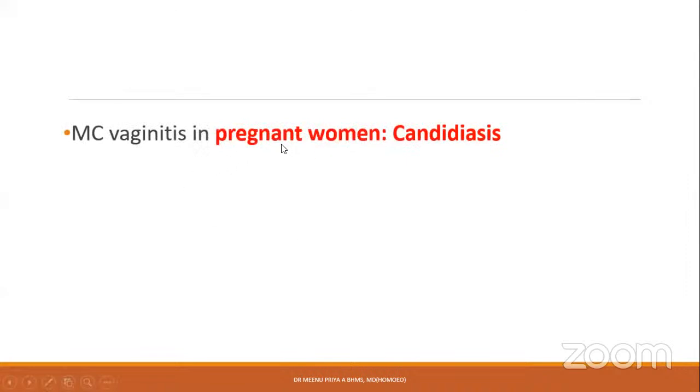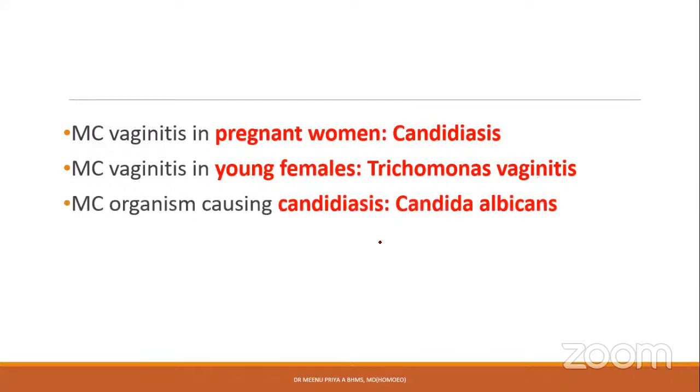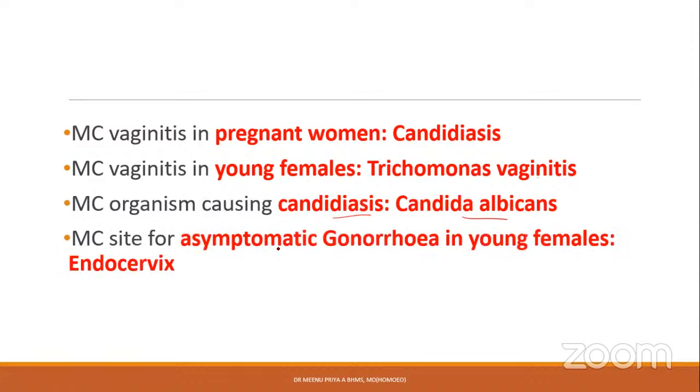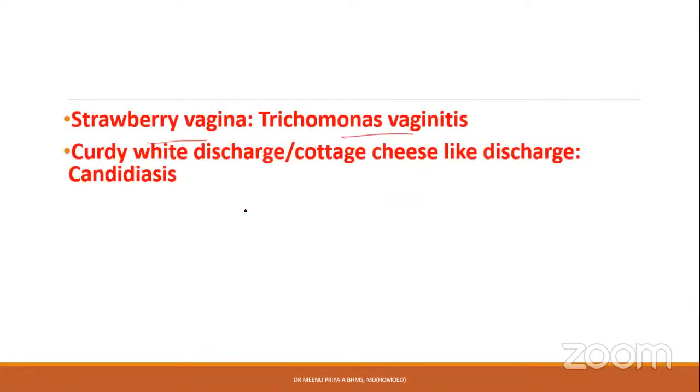Now, most common vaginitis in pregnant women, again, candidiasis. Vaginitis in young females is trichomonas vaginitis. The causative organism of candidiasis is Candida albicans. And the most common site, again repeated, is endocervix for gonorrhea. Strawberry vagina, again, trichomonas vaginitis. This is repeated again and again because you have to remember no matter what.